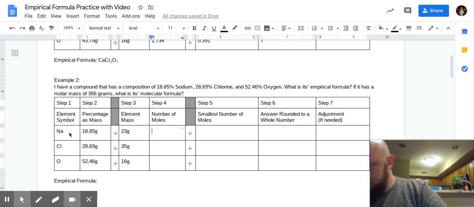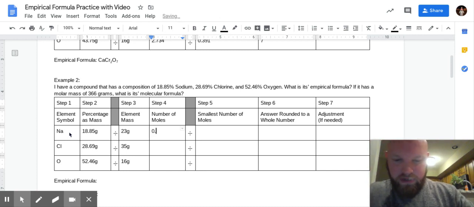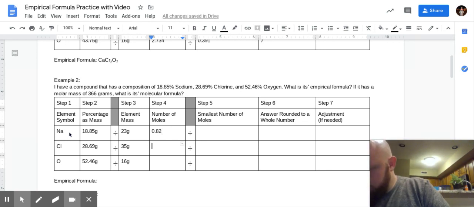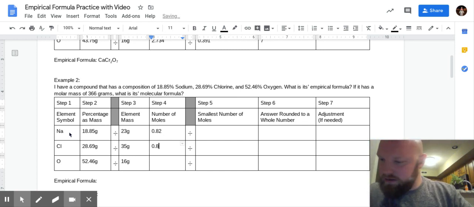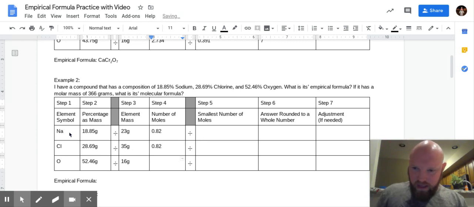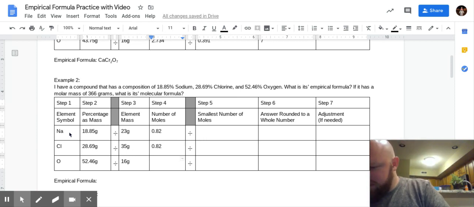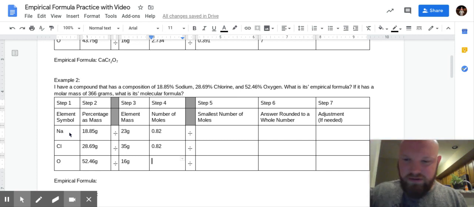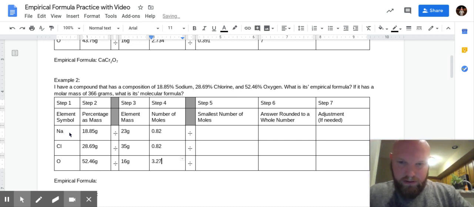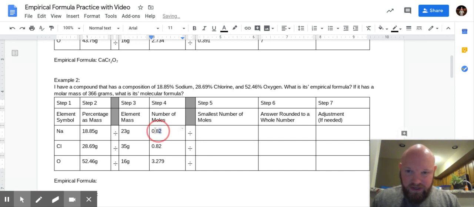Okay, so 18.85 divided by 23 equals 0.82. Okay, 28.69 divided by 35 equals 0.82 again. And 52.46 divided by 16 is going to give me 3.279. Okay, I can use either of these two as my smallest number. It does not matter which you use. I'm going to highlight it just so you can see it for reference.